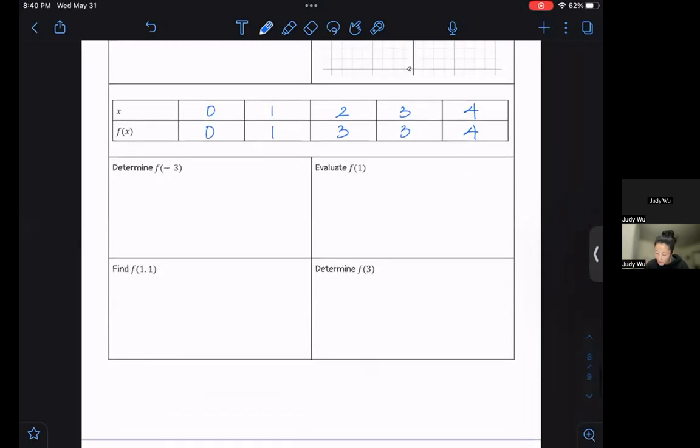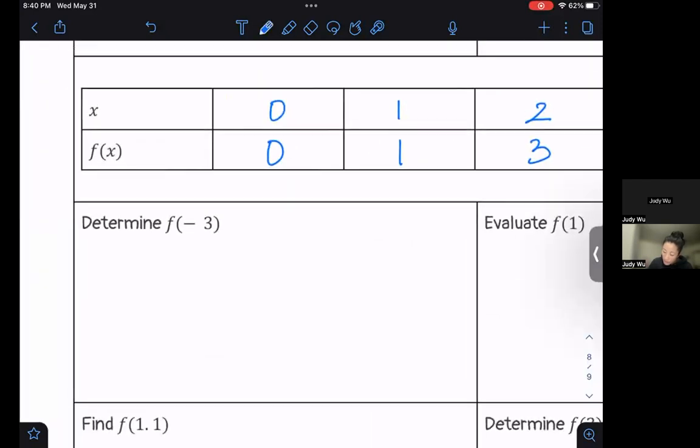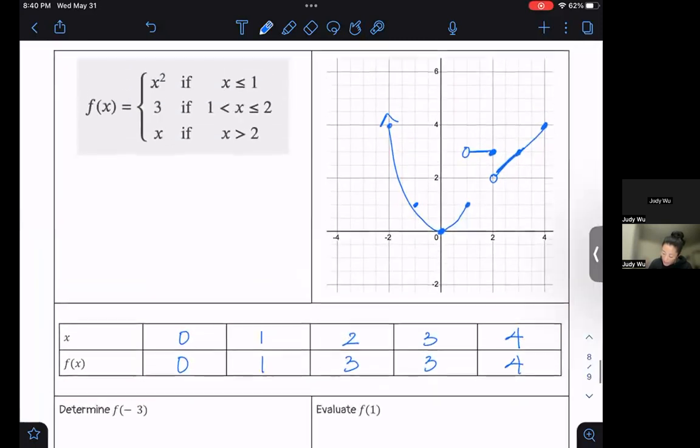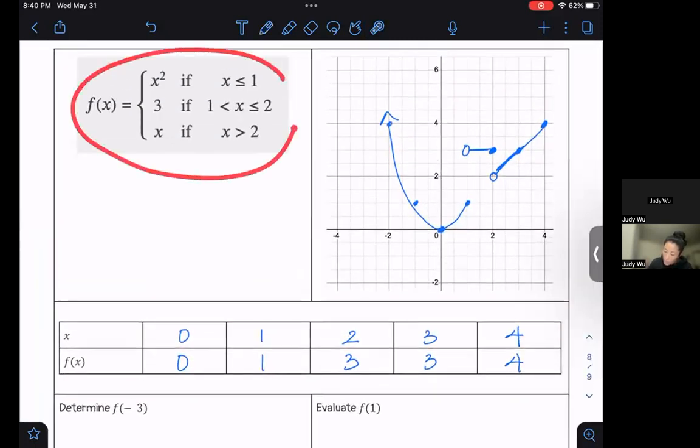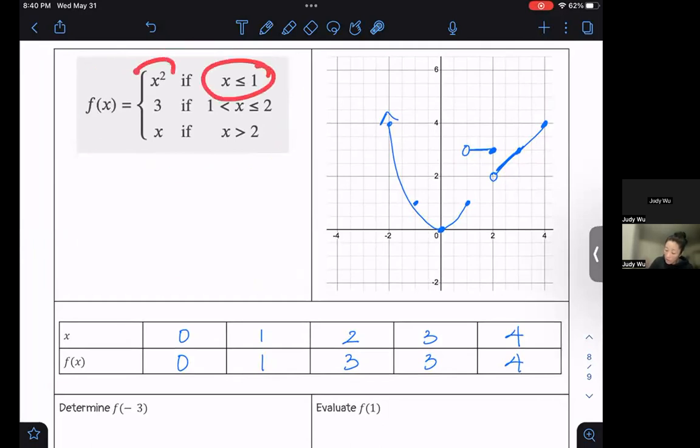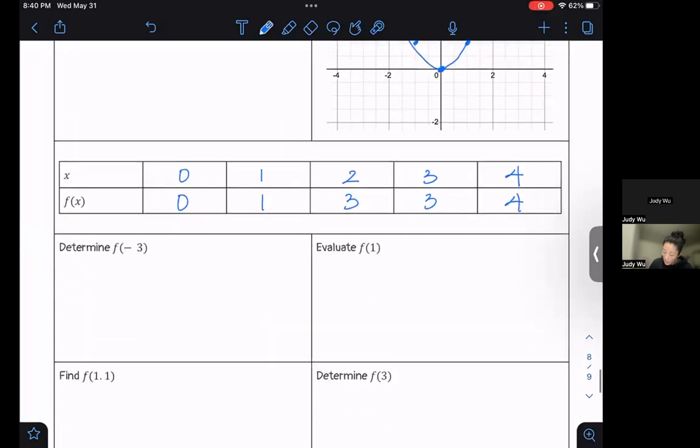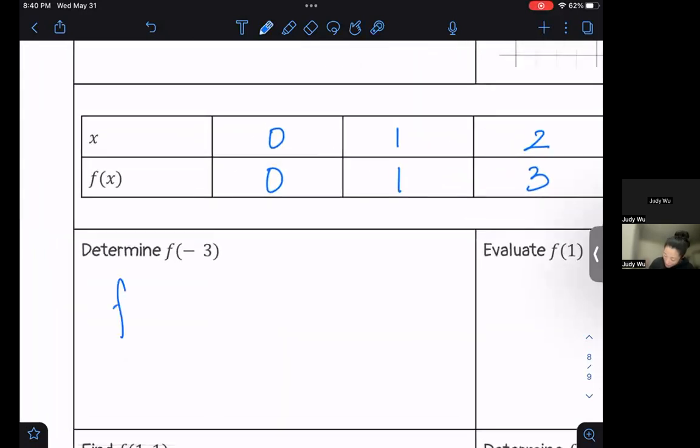All right, so last thing, let's determine or evaluate a few things. All right, so let's start here with determine f of -3. -3, which piece does that fall under? Well, -3 is less than or equal to 1, so I'm going to put it into the x squared. All right, so f of -3 equals (-3) squared, and (-3) squared gives us a +9.